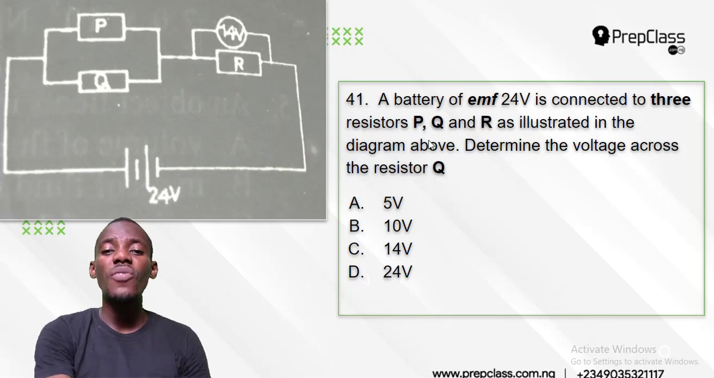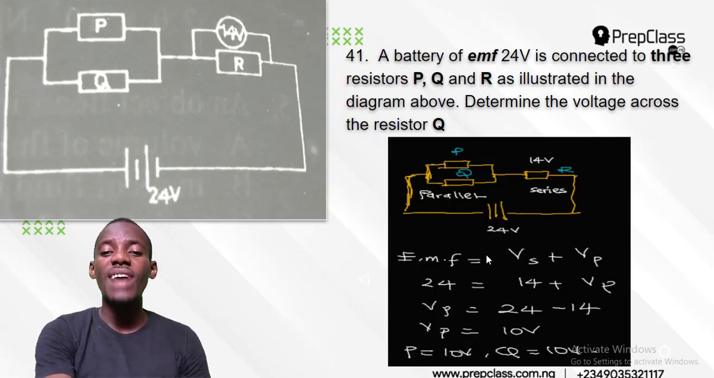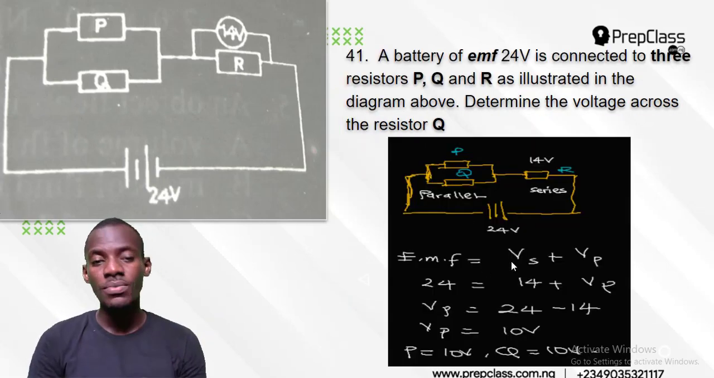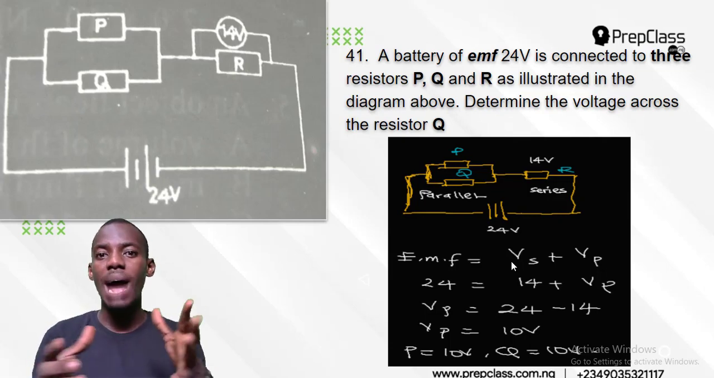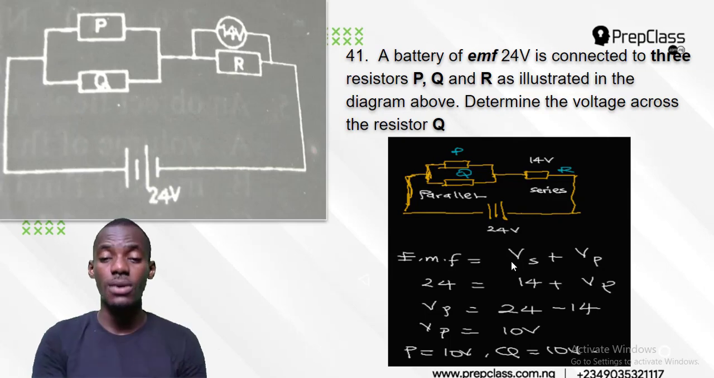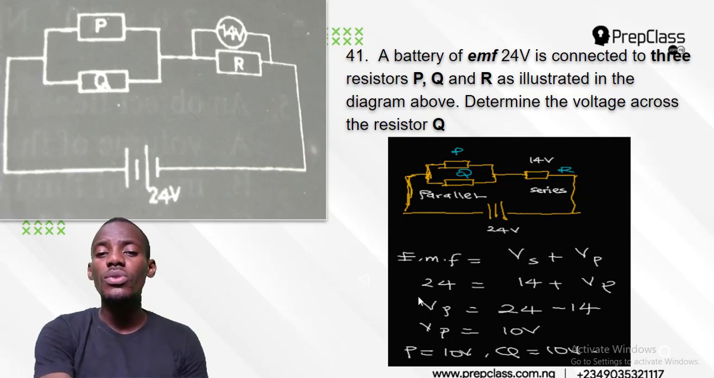Okay. Now you must not forget that EMF is actually the voltage at the cell, and that means it is the amount of work done between the terminals of a cell. So now I have to find the EMF, I would say it is the voltage of the one in series plus the voltage of the one in parallel. Now, the voltage in series is 14 volts, and the total EMF is 24 at the cell, right? So now I have 14 and 24.